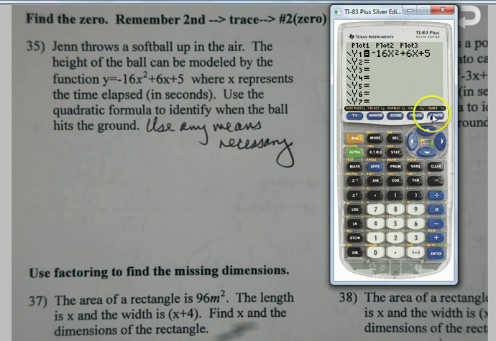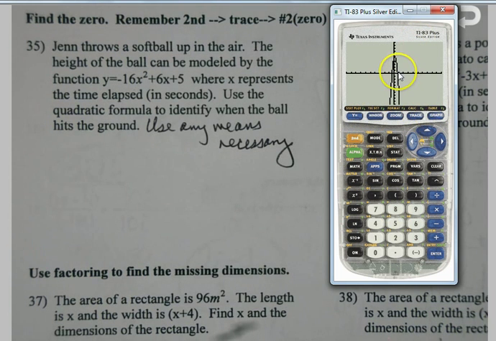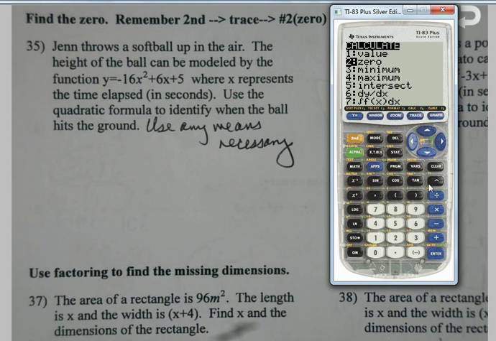So if I punch it in the calculator, I hit graph. That is the value I'm after. Okay? Because that's a positive 0. That's a negative one. That doesn't make sense. So again, like it says at the top, I can do second, trace, up to the 0.